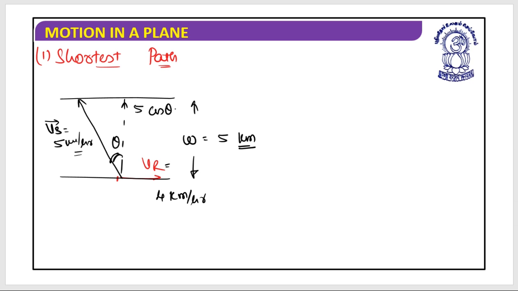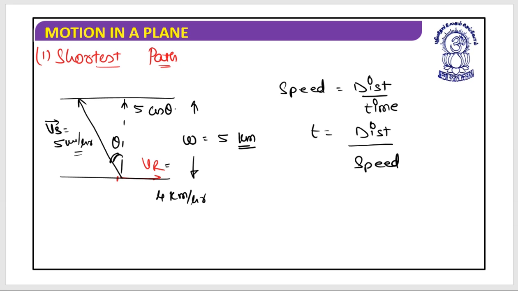So speed is equal to distance divided by time, and time should be equal to distance divided by speed. Now with what speed should I calculate? The distance is 5 km and the speed should be 5 cos theta. I hope this is clear.